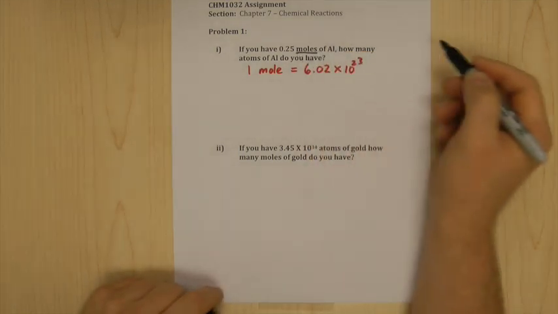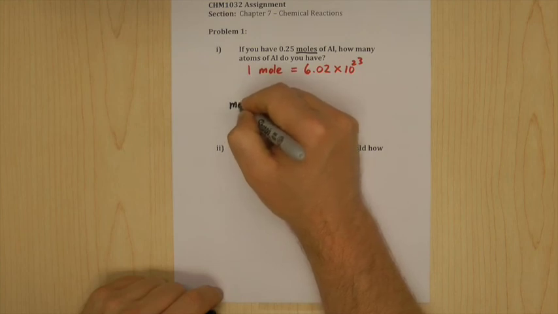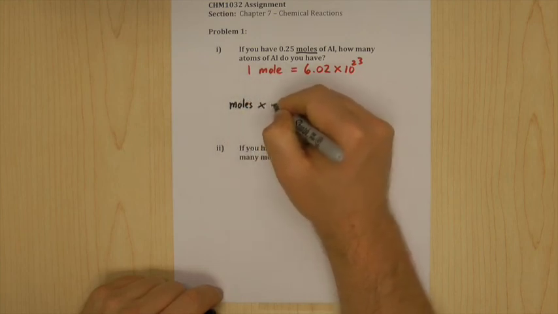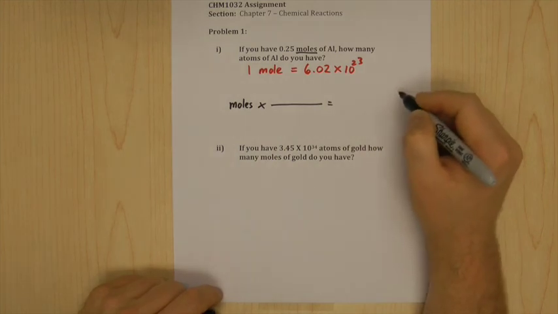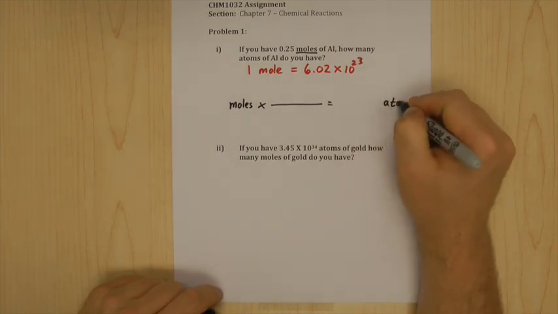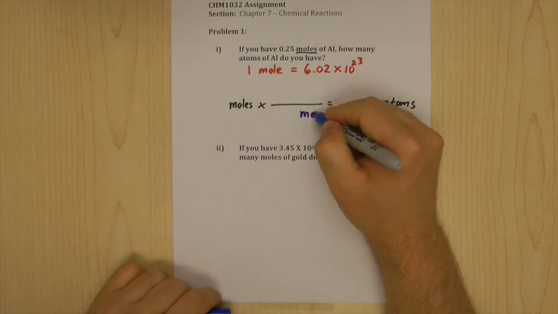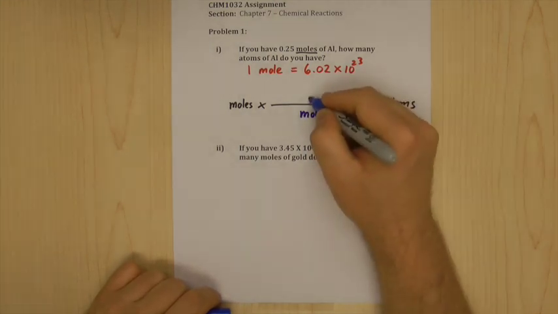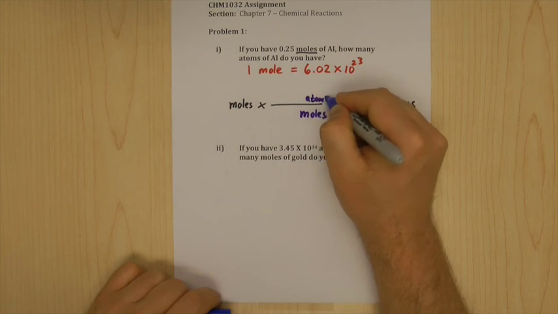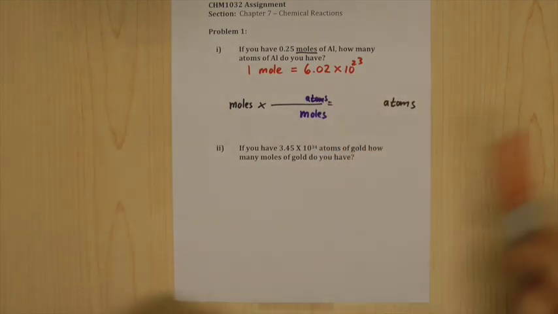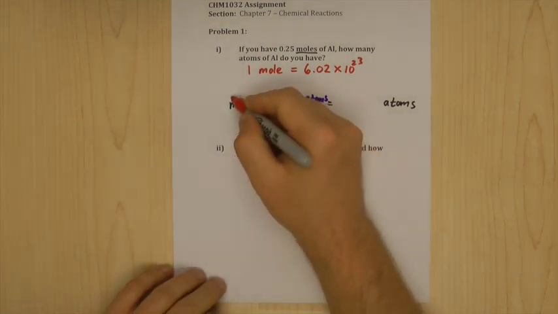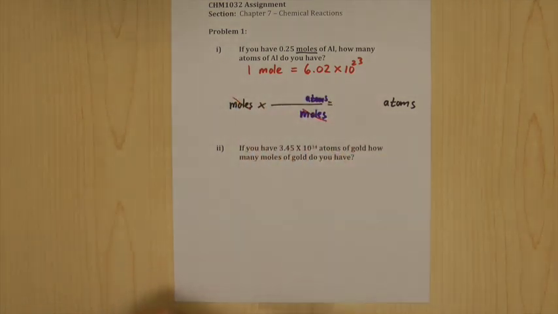So we're in moles. So I have moles multiplied by something to give me, what do I want? I want atoms. All right. Same as every other conversion factor problem we've done, I will put moles on the bottom, and I will put atoms on the top. By doing that, through the wonderful magicness of mathematics, the moles will cancel, leaving us with the unit atoms.